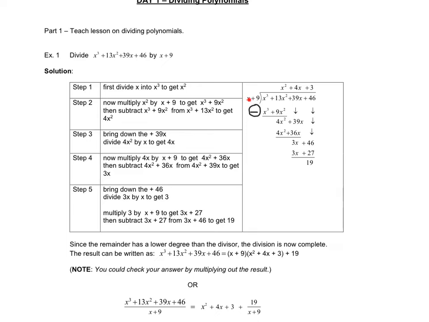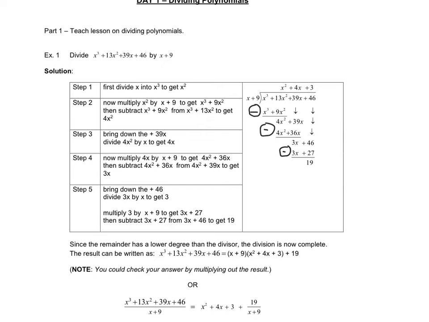What multiplies with x to give me 4x squared? That would just be 4x. I multiply this with this entire thing, x plus 9, and I get this. And I subtract. And then I go through and do the subtraction. I get a 3x right here. What multiplies with this x to give me 3x? Well, that's just 3. I multiply this 3 with x plus 9. I get 3x squared plus 27. And then I go and I subtract. And I end up getting 19.